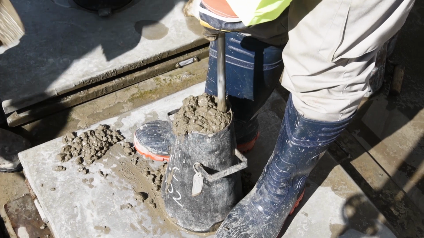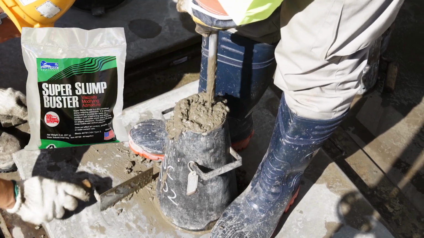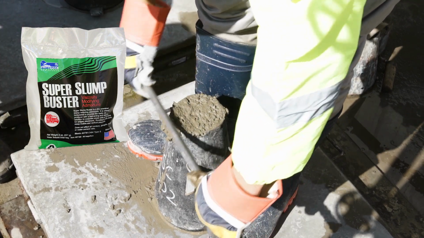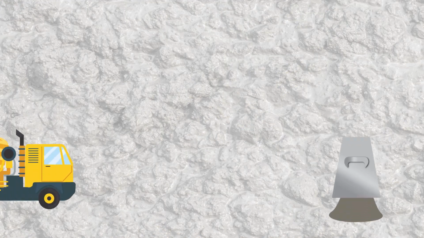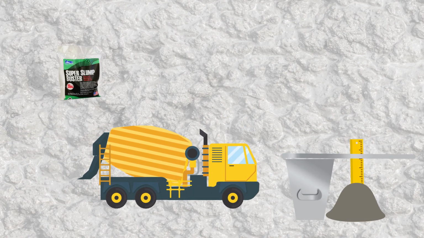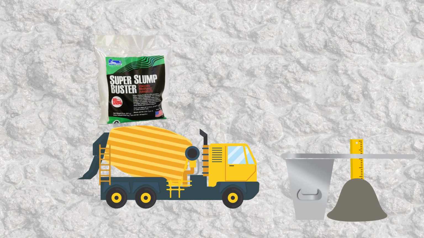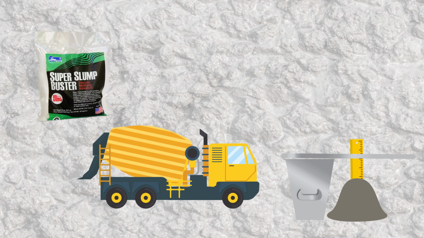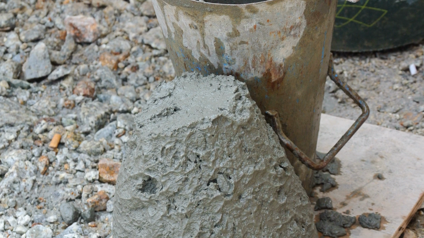Using a viscosity modifying agent such as Super Slump Buster can help decrease the segregation of the mix, as well as decrease the slump in the event that the load is just a little too loose. You can expect about 1 bag of Super Slump Buster to drop the slump by about 1 inch in a full truckload. The only difference is that VMAs need resting time after being mixed. This is because the product needs time to gel after it has been mixed in.